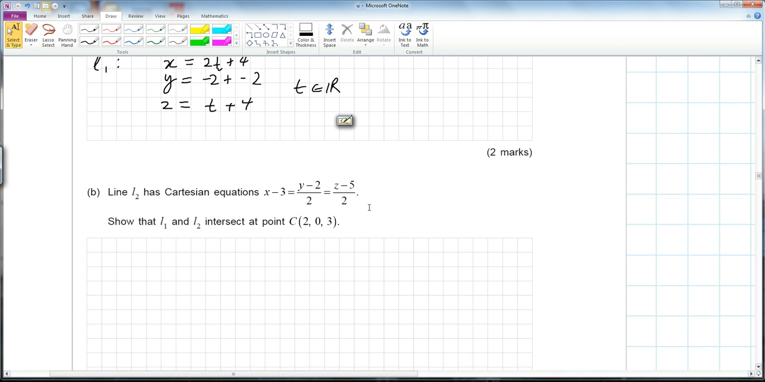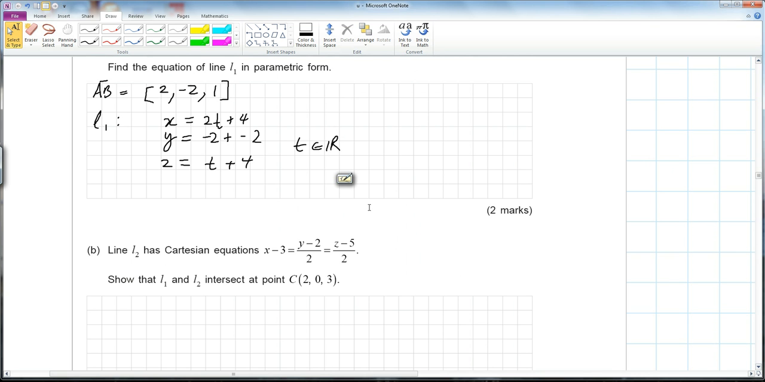The second part, we want to combine the parametric equations we found for L1. We've got these Cartesian equations for L2, and we want to find out when L1 and L2 intersect. To do that, we're going to substitute these parametric equations into these equations here. So substituting parametric equations into L2.